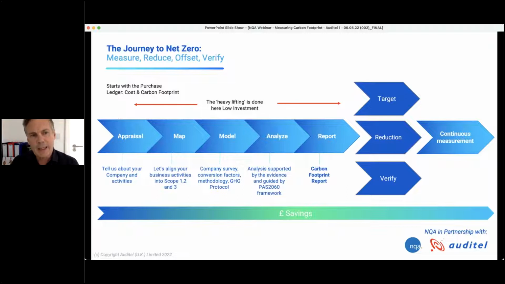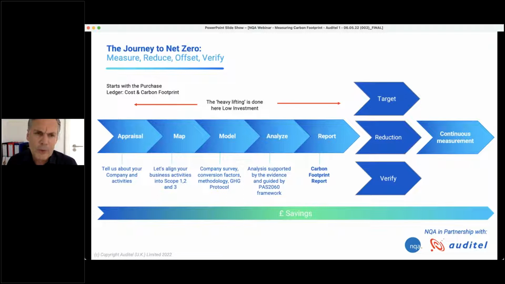So as part of that then, the appraisal process, it's about understanding your company or activities. We'll also be looking at aligning your business activities with scope 1, 2, and 3. When it comes to the modeling stage, it gets quite tricky and can get quite complex around understanding the data, accessibility of data, accuracy of the data. So we really want to make sure that the conversion factors are correct, the methodology is correct, that we're aligned with GHG protocol. And around that, of course, we'll also potentially be producing company surveys to help us with the analysis. That analysis is supported by the evidence and guided by the PAS 2060 framework, and that's what we're also going to talk about today.